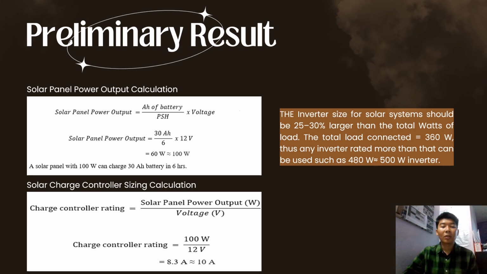Next is the solar charge controller sizing calculation, by dividing the solar panel power output by the voltage, and we get a 10 amp rated current for the charge controller. For the inverter size of the system, it should be 25% or 30% larger than the total watts. The total load connected is 360 watt, which means the inverter rated should be more than 480 watts. So we decided to use a 500 watt inverter.